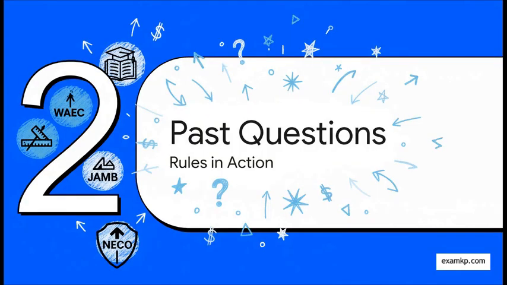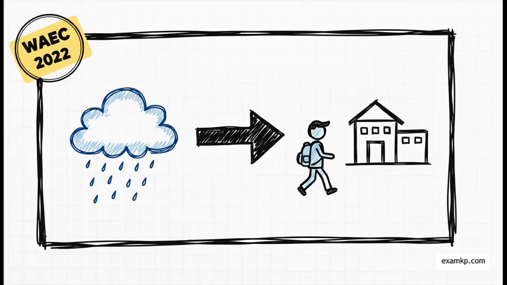Okay, theory time is over. The best way to learn is to actually do the thing, right? So let's jump into some real past questions and start bagging these marks. Here we go. First up, WAEC 2022. The question is, the contrapositive of if it rains, then I go to school. See what I just told you. They are testing that exact contrapositive rule we just covered.